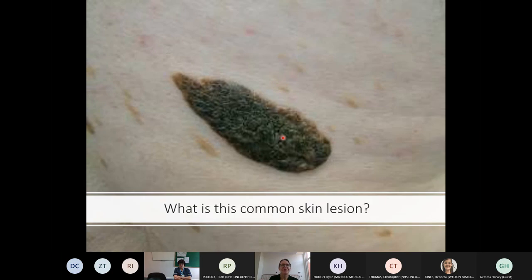Oh, I just answered that. This is a really common thing that we see. You probably see these every day at work. Do you have any idea what this is? No? Anybody? Is it seborrheic keratosis? It is, yeah.